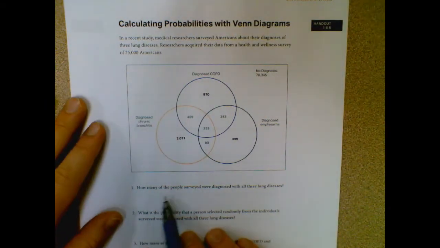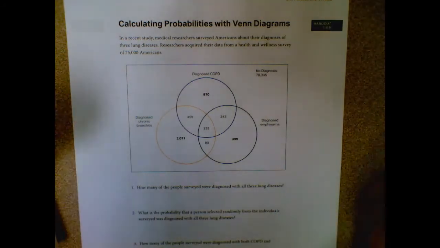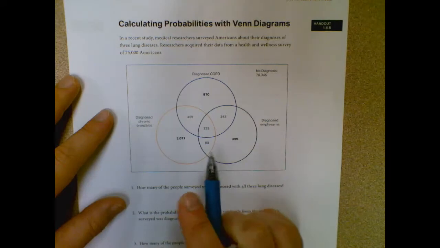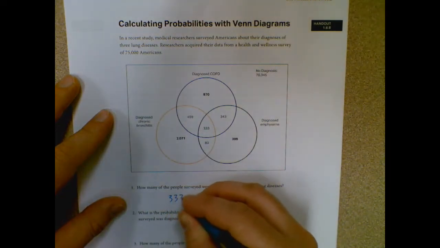So how many people surveyed were diagnosed with all 3 lung diseases? Okay, so this is just a straight reading off the graph, so we're looking for where all 3 of them overlap, and that's this 333 in the middle there.